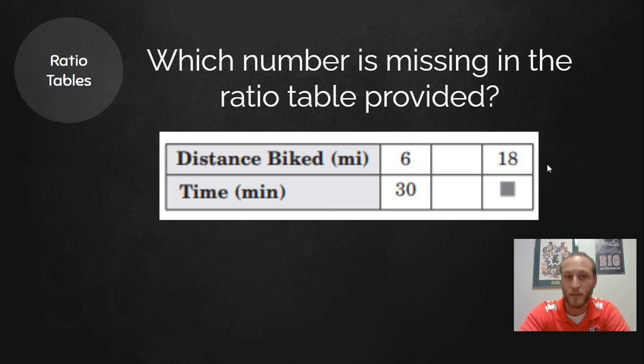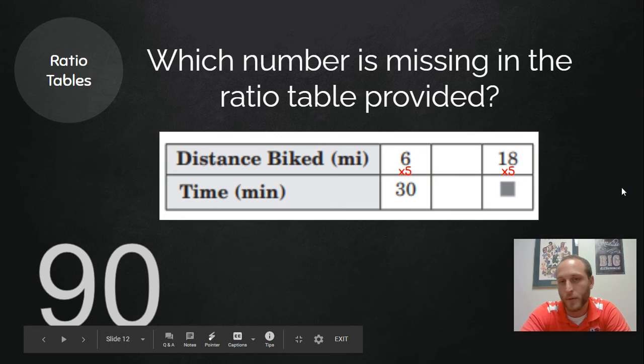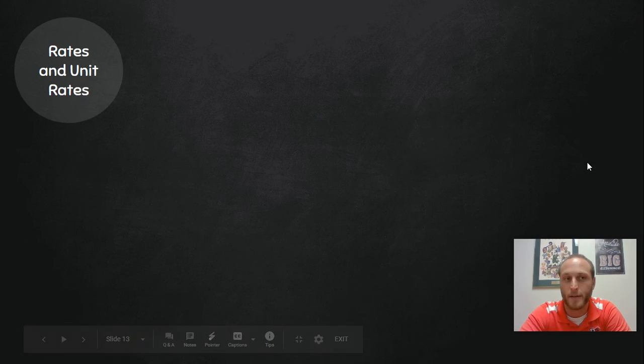All right, there's a couple ways you could have solved this here. The answer you should have gotten is 90. I first could have looked at, okay, I know 6 times 3 is 18, and 30 times 3 is going to give me my answer of 90. That's if I was working side to side. Or I could work up and down. I know that 6 times 5 is 30, so I could have figured out this answer by doing 18 times 5. Both of those are going to get you to the answer of 90. So either way you solved it, you should have gotten the right answer.